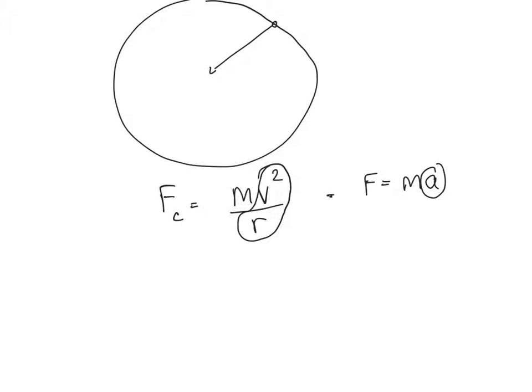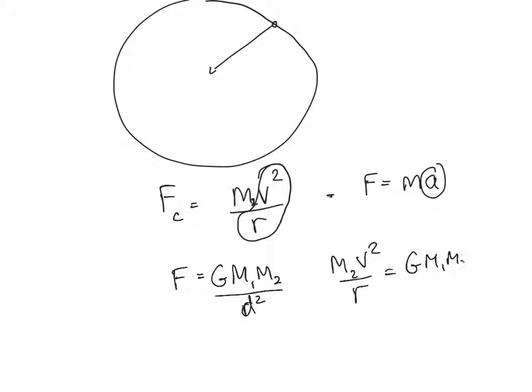We can let gravity be equivalent to this, G m1 m2 on d squared. So we can then, this is the object in orbit, and we can let one equal the other. So m2 v squared on r equals G m1 m2 on d squared.